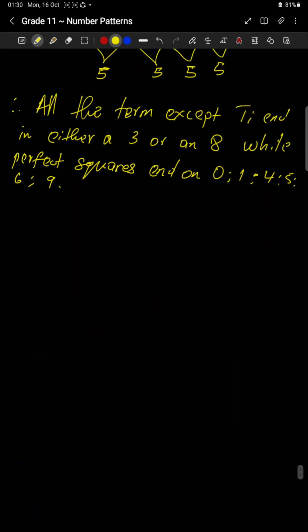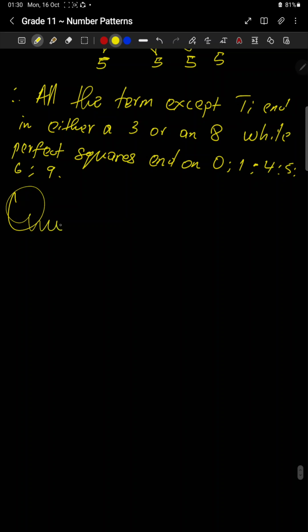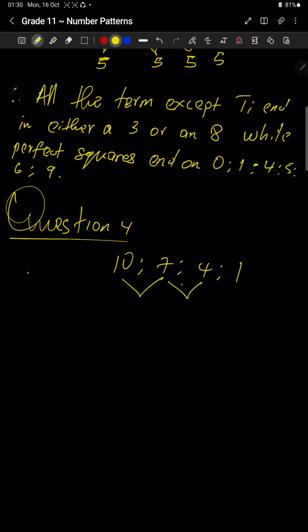4.1.1. So this must be question number 4. We've got the sequence 10, 7, 4, and 1. The first question says we need to determine the next term. Before that, we have to consider the common difference first. T2 minus T1, 7 minus 10, is -3, and 4 minus 7 is also -3.